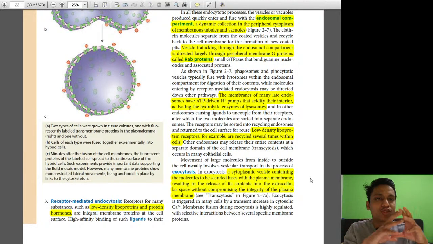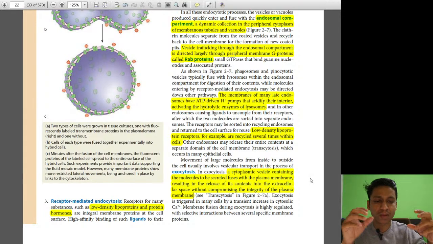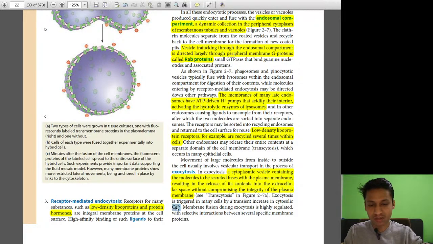So basically, what exocytosis means is a vesicle goes up to the plasma membrane, and the coat of this vesicle fuses with the plasma membrane, and the material inside the vesicle is removed out of the cell. Exocytosis is triggered in many cells by a transient increase in cytosolic calcium ions. We need to know which ion increase causes this cytosolic effect causing exocytosis. Membrane fusion during exocytosis is highly regulated, with selective interactions between several specific membrane proteins. We need to know that it is a highly regulated procedure.